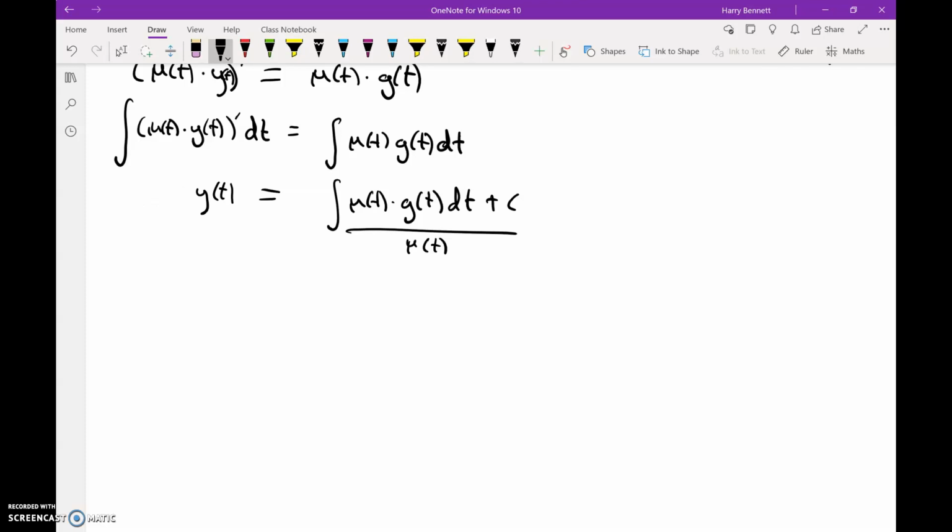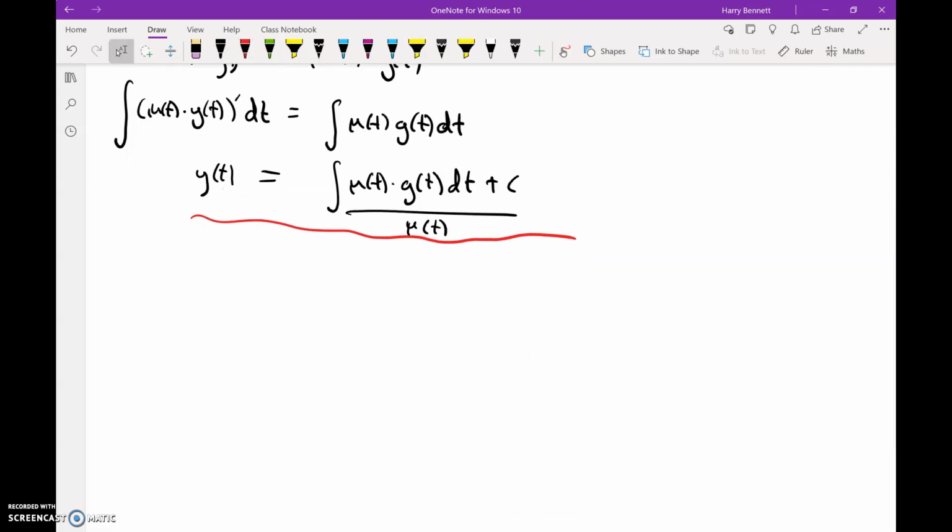So this is the solution to the equation here. This is the whole solution to the differential equation. Okay, so this is t here. Sorry, my writing's awful. Okay, that's the solution to the equation.